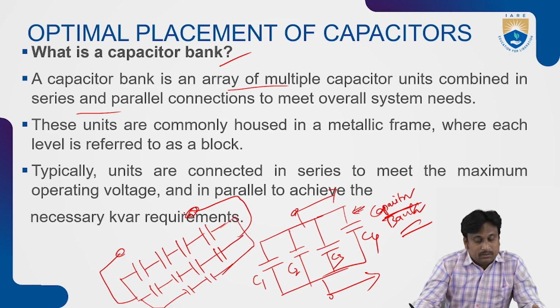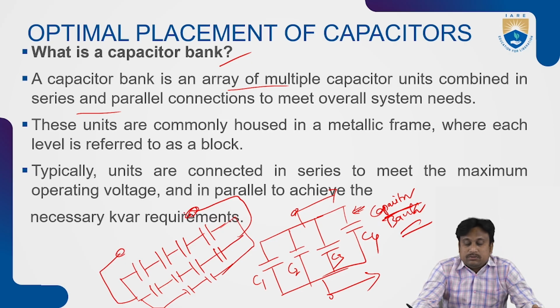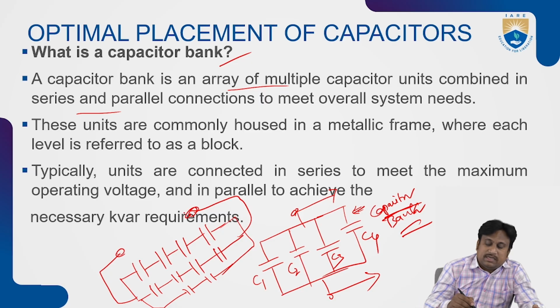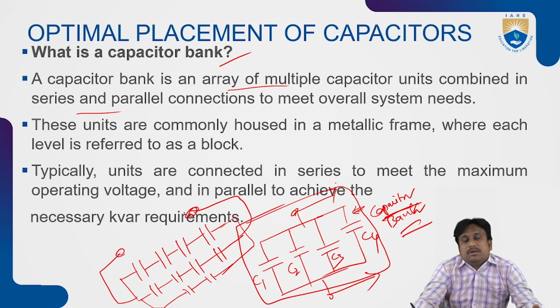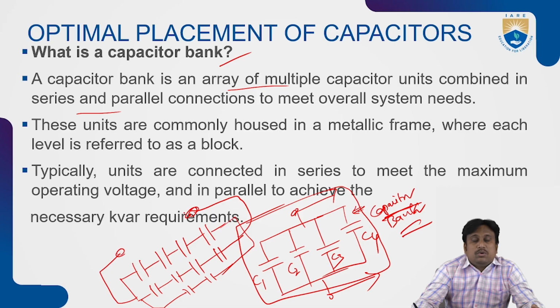Here these units are commonly housed in a metallic frame, where each level is referred to as a block. Typically the units are connected in series to meet the maximum operating voltage, and in parallel to achieve the necessary reactive voltamps requirements. Means when you are treating a bunch of capacitors, they are kept in a metallic frame, just like a box type of arrangement.